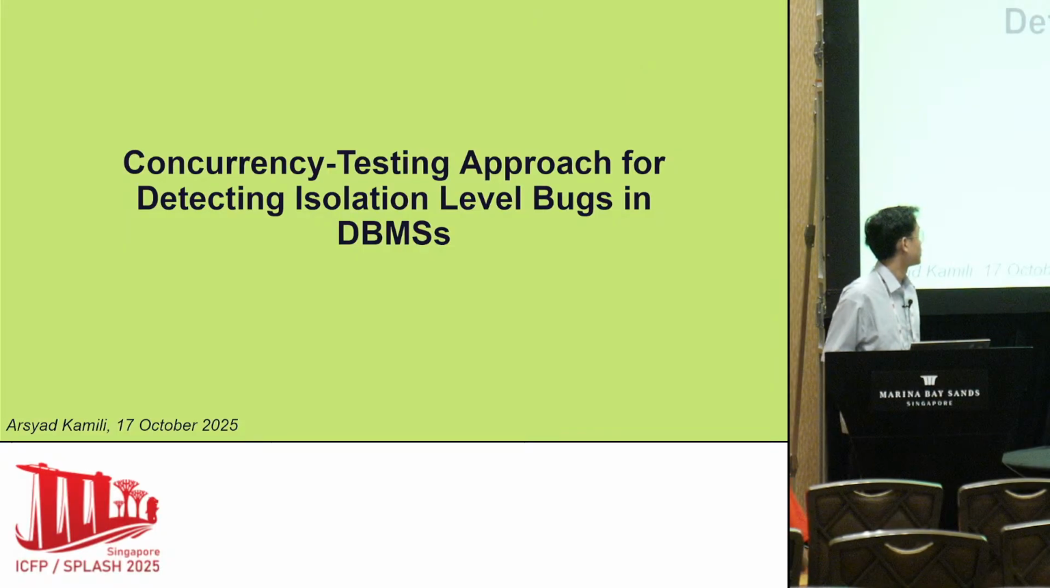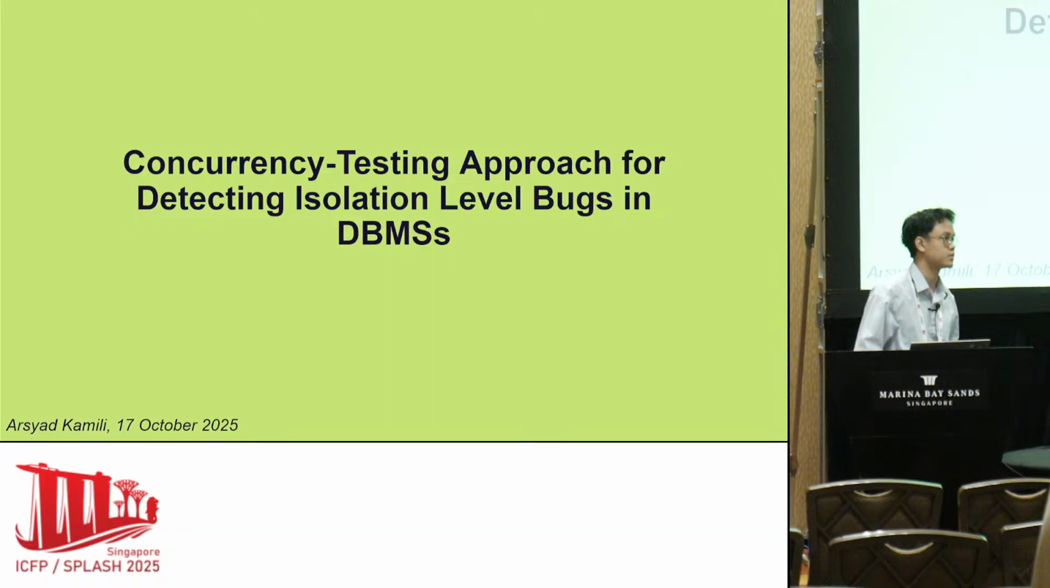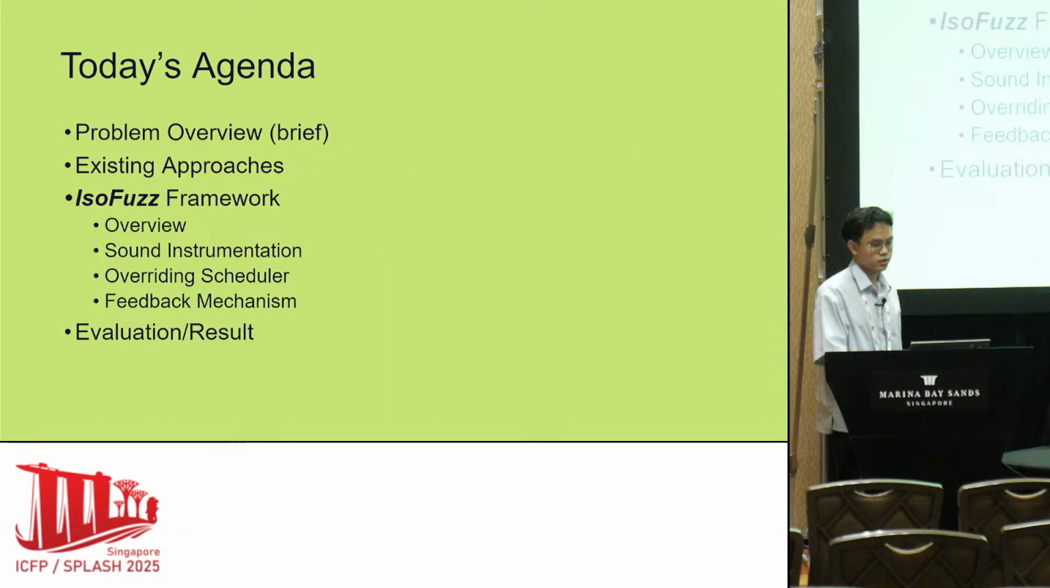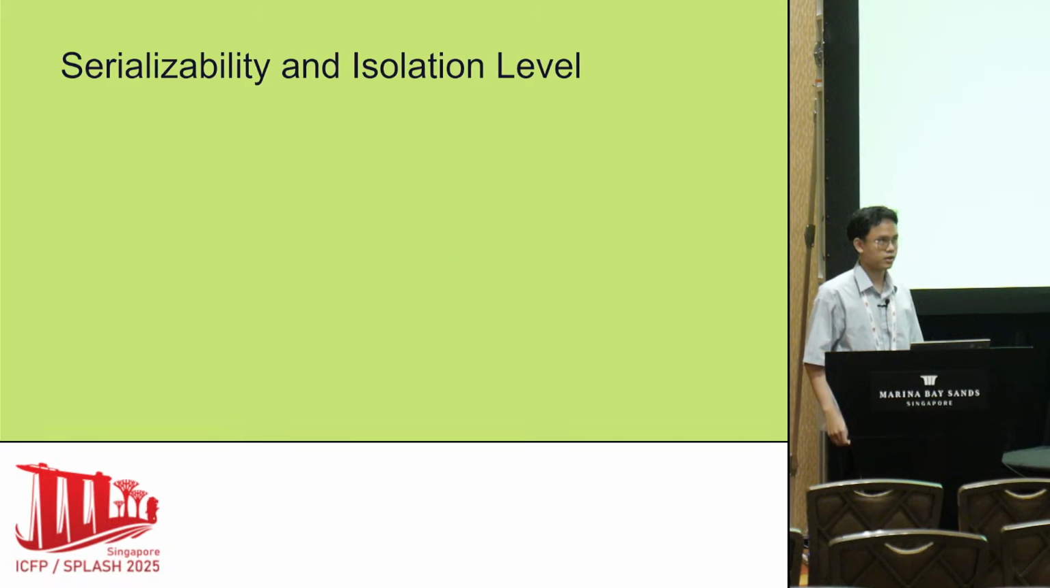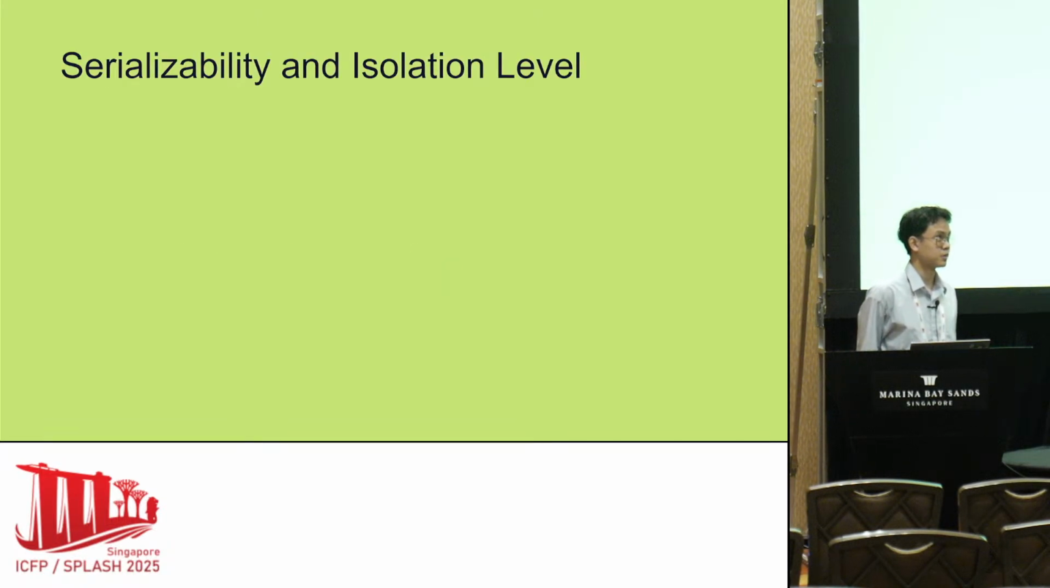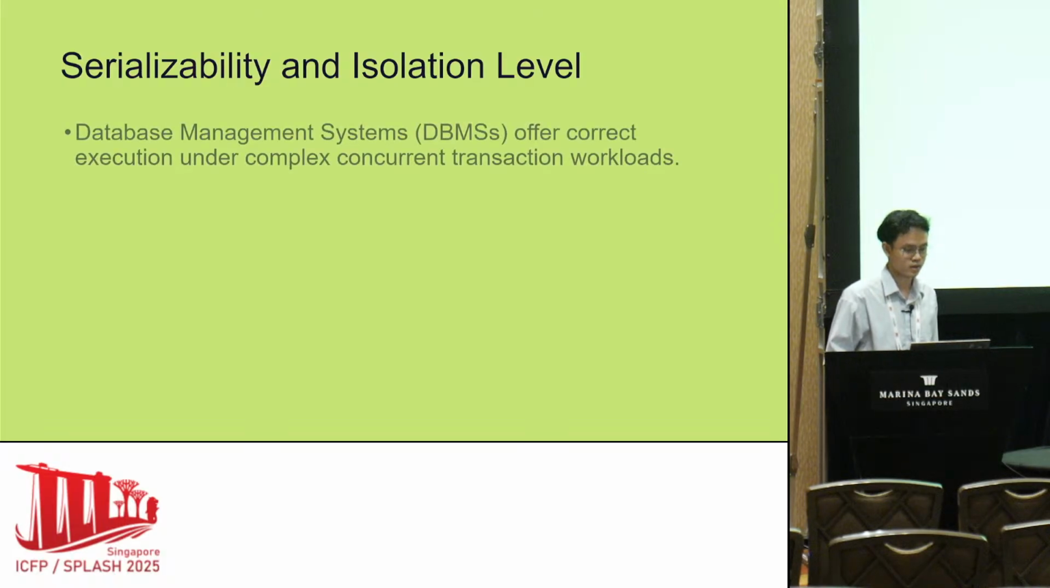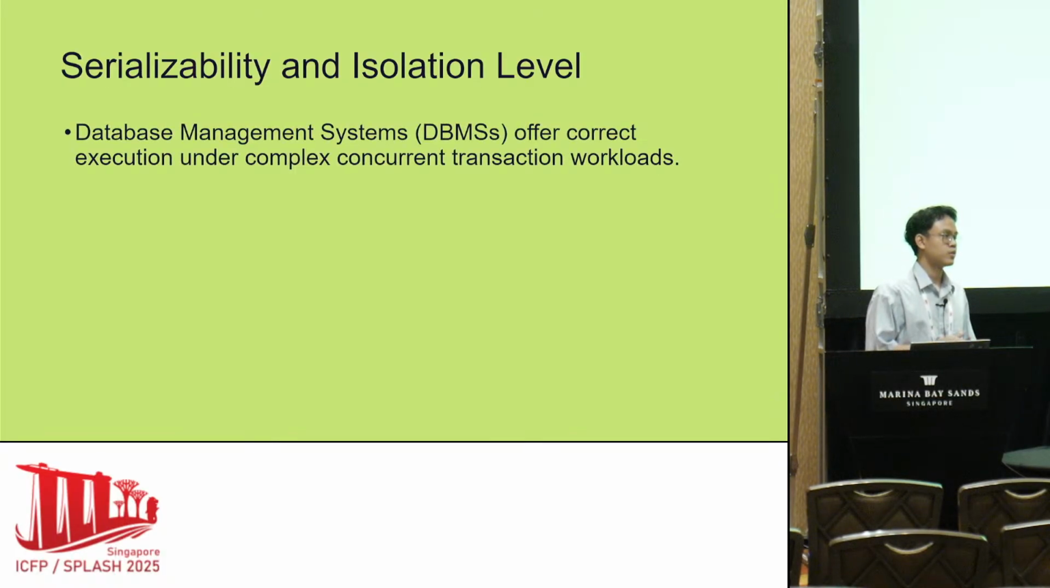I'll be presenting my work on a concurrency testing approach for detecting isolation level bugs in database management systems. So first, I'm going to talk about the brief problem overview. We are usually a little bit familiar with the notion of serializability, but I'll have to recontextualize it into the isolation level definition of what serializability is. Modern database management systems offer this performance guarantee that they can perform concurrent transactions, and then they can ensure the correctness of these transactions.